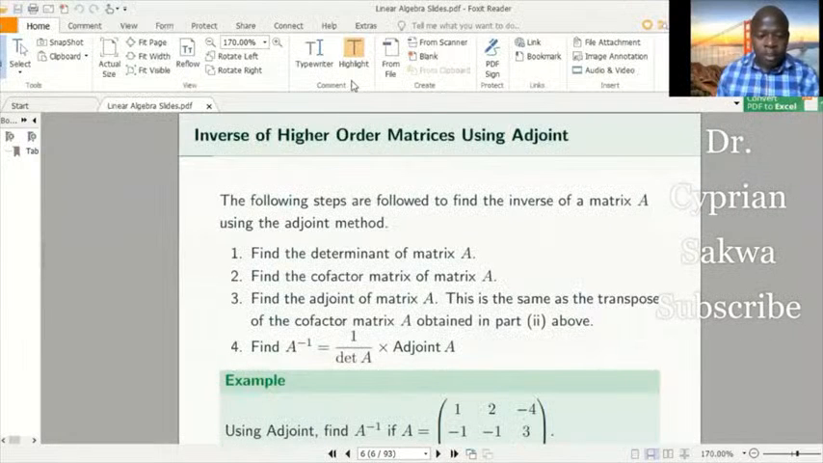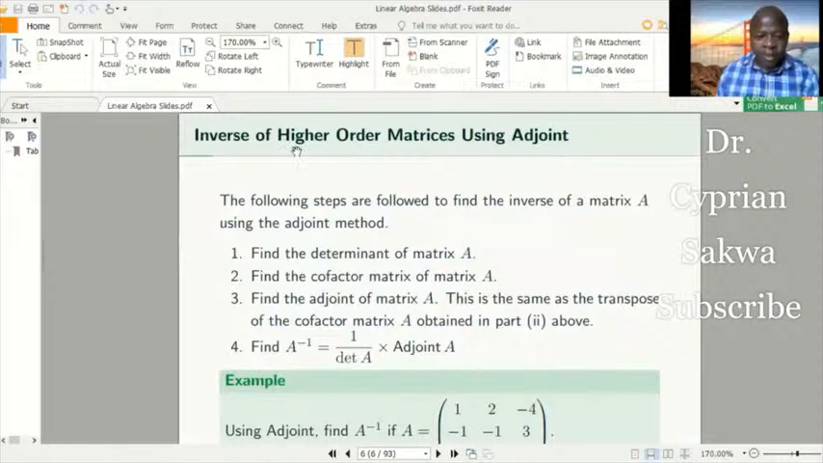Welcome to my channel, and let's look at how to find inverses of higher order matrices using the method of adjoints. Now, we already know how to find the determinant of a matrix, and that is very important in this topic. So the following steps are used for us to get the inverse of higher order matrices.